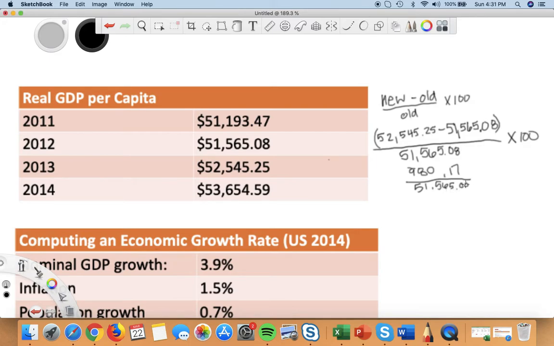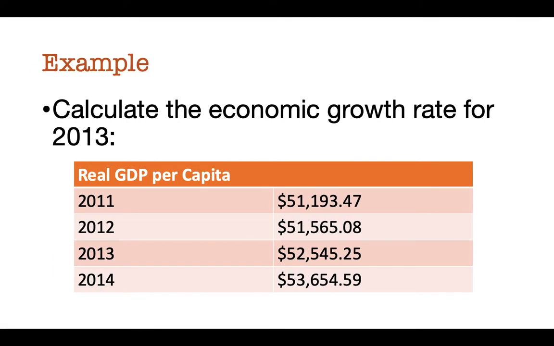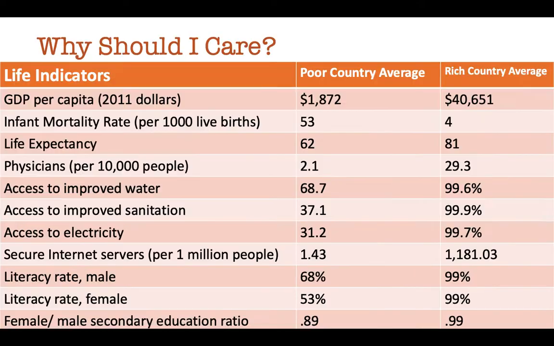We're still going to divide that by the 51,565.08 times 100. So type that into a calculator, and you should get 1.9%. So that's going to be our answer. That's our economic growth rate for 2013 using that new minus old over old times 100 formula. So that shouldn't be anything new. It's that growth rate formula we already know. We're just applying it to this specific statistic that we're saying measures economic growth.